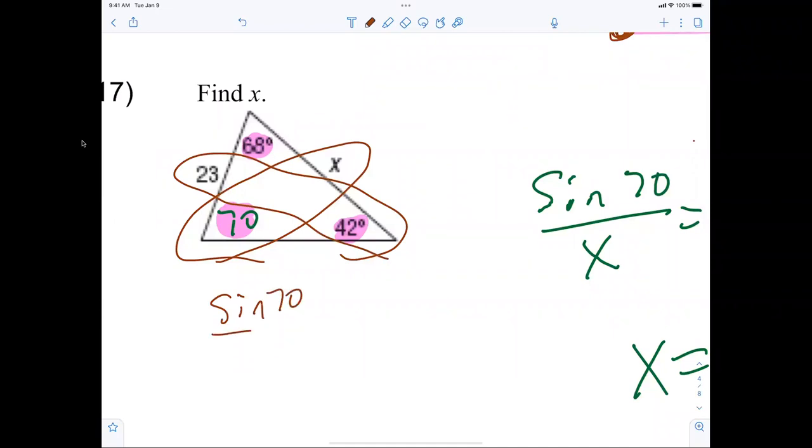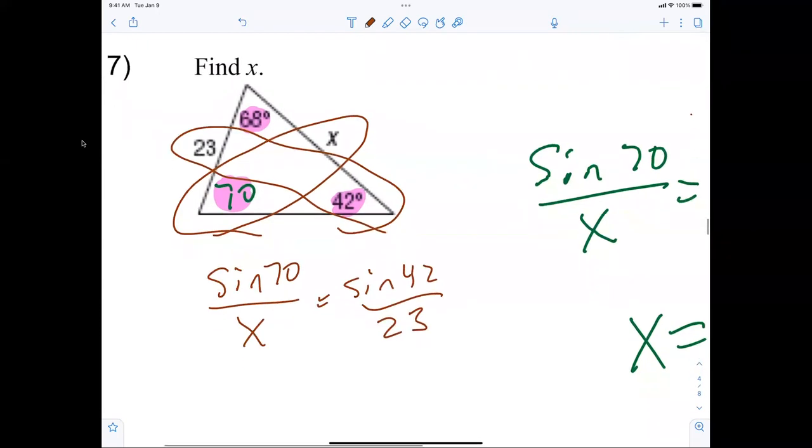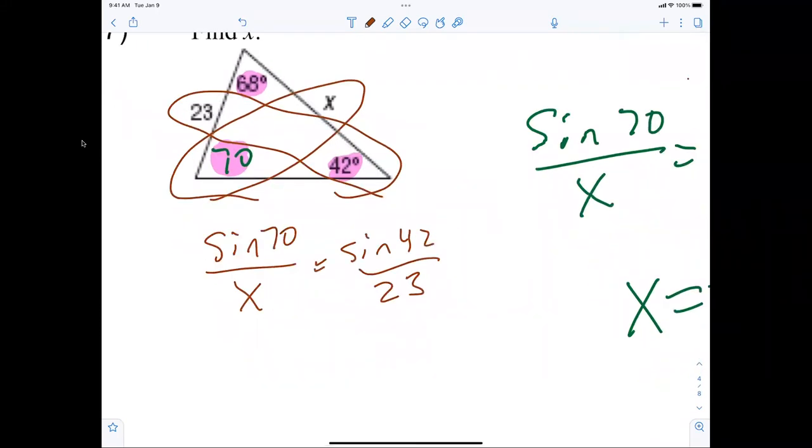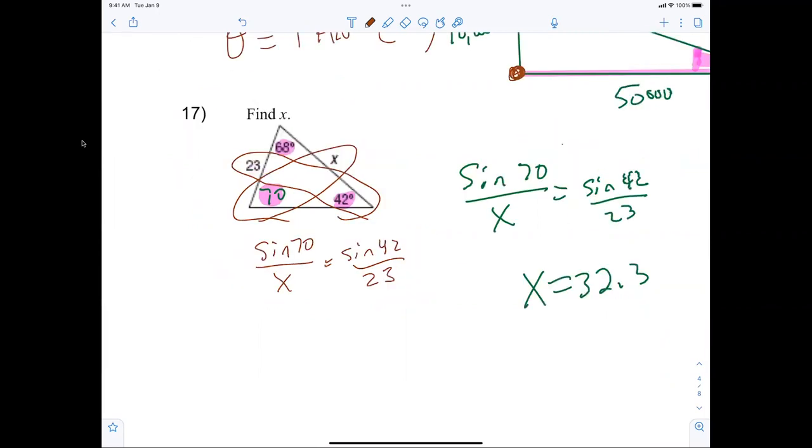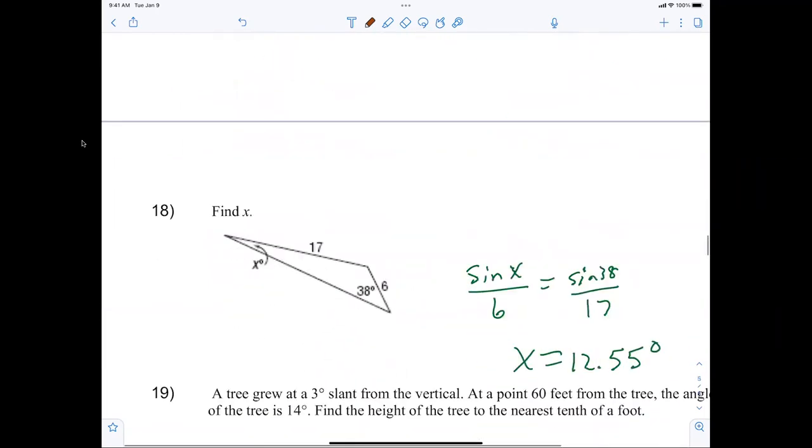Sine of 70 over x equals sine of 42 over 23. Cross multiply, divide. Cross multiply, divide. Anybody have any questions solving that? Anybody? All right, let's look at 18.